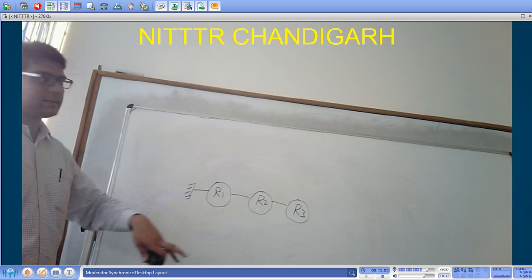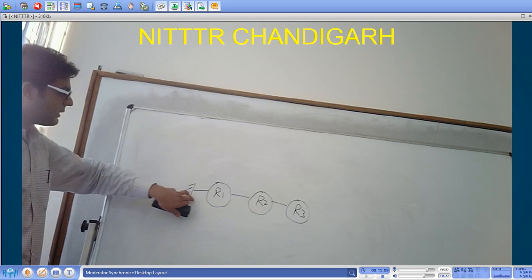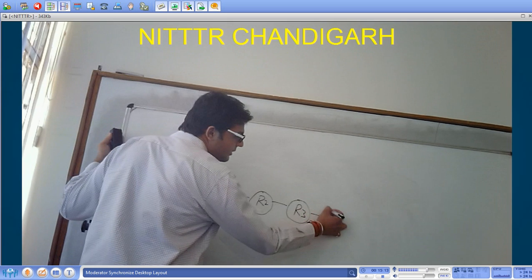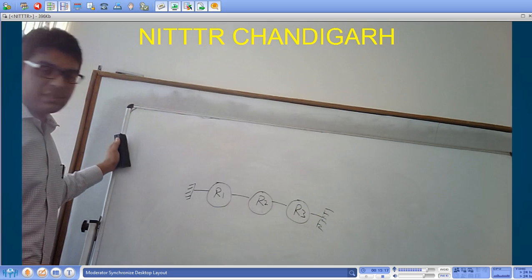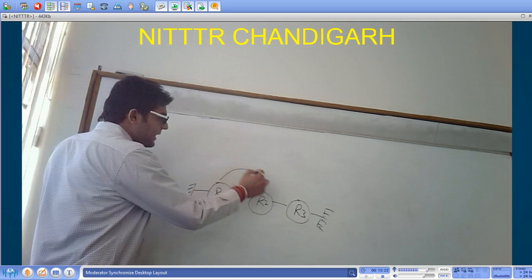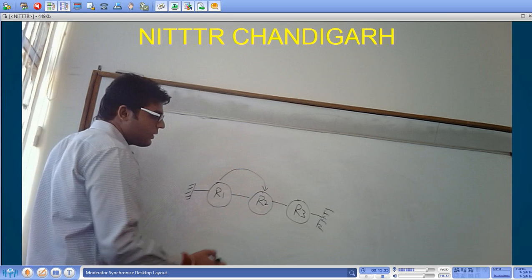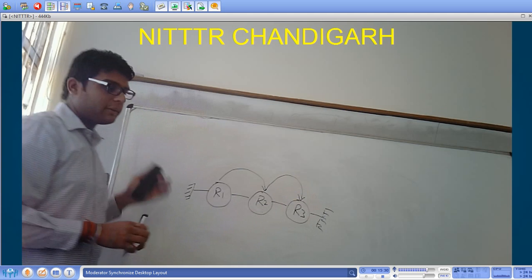I'm saying we have three routers connected and R1 is having some networks. Behind it there are some networks, and similarly R3 is having some networks here. When we are using a distance vector routing protocol or RIP, router 1 will send the route updates to router number 2, and router number 2 will send the same route updates to router number 3.